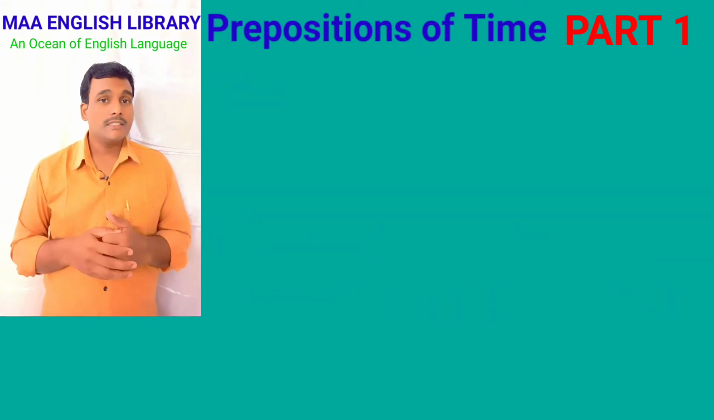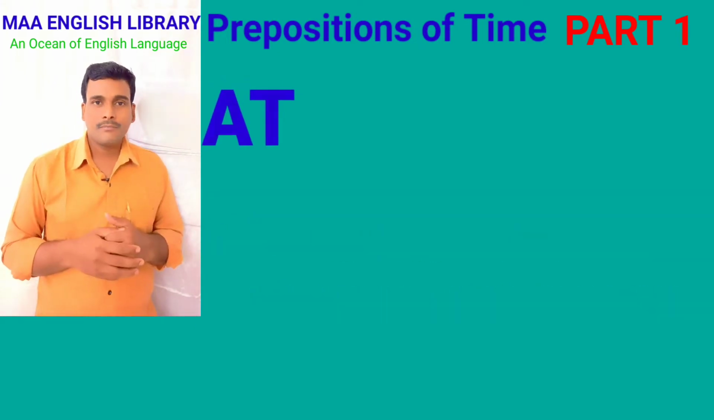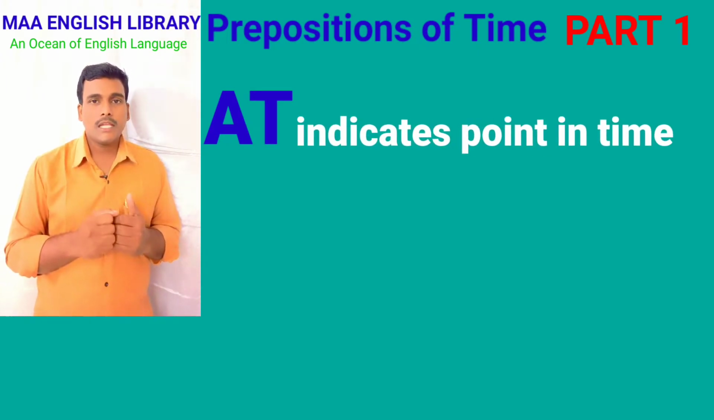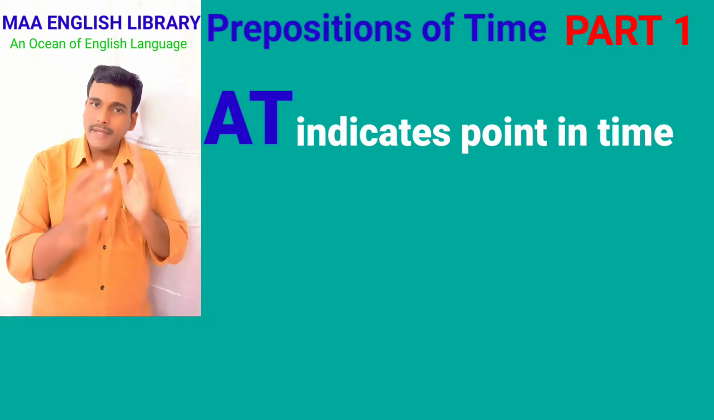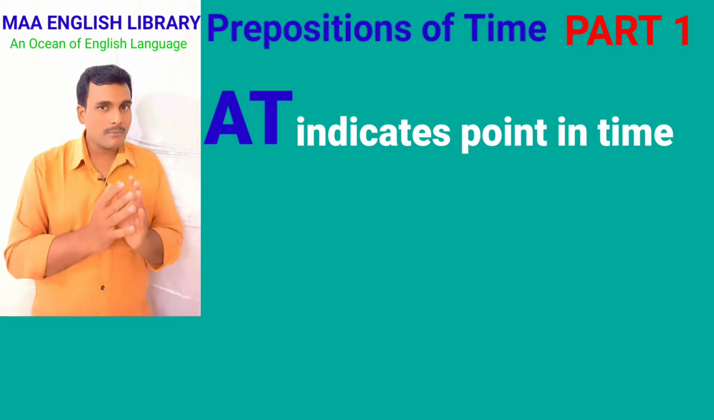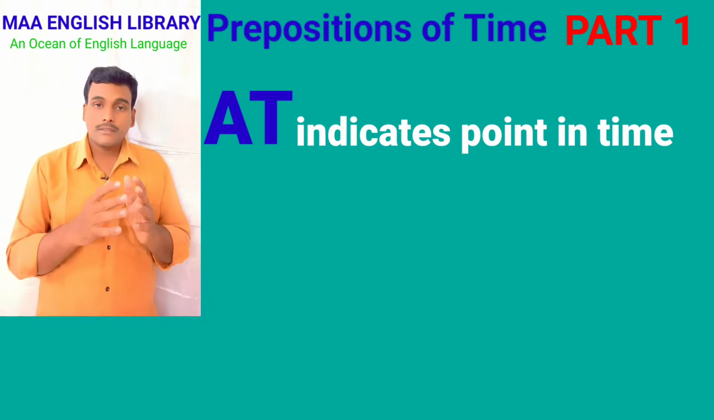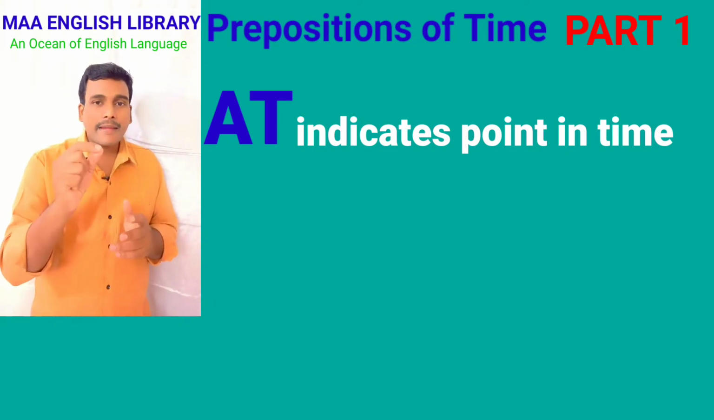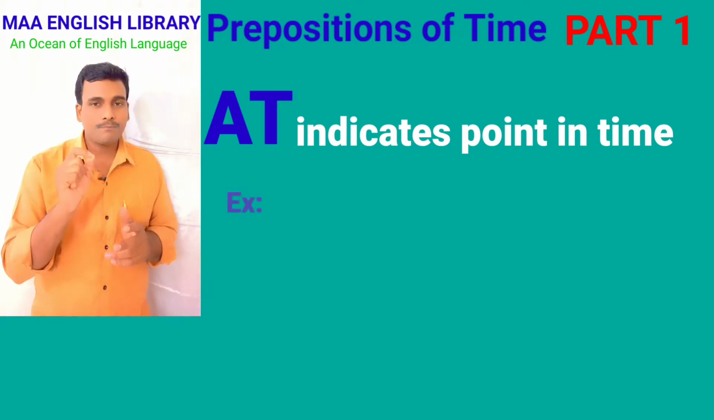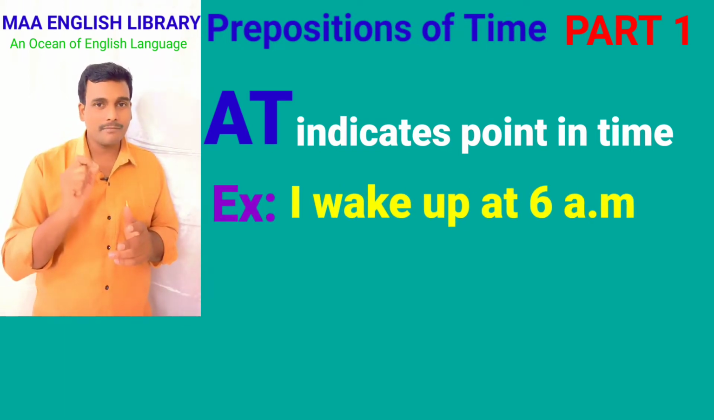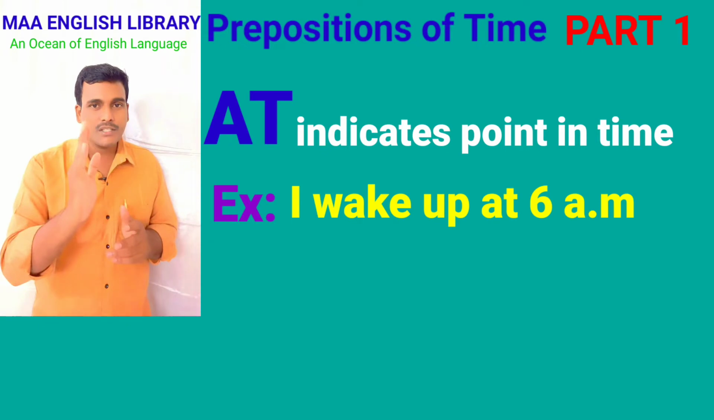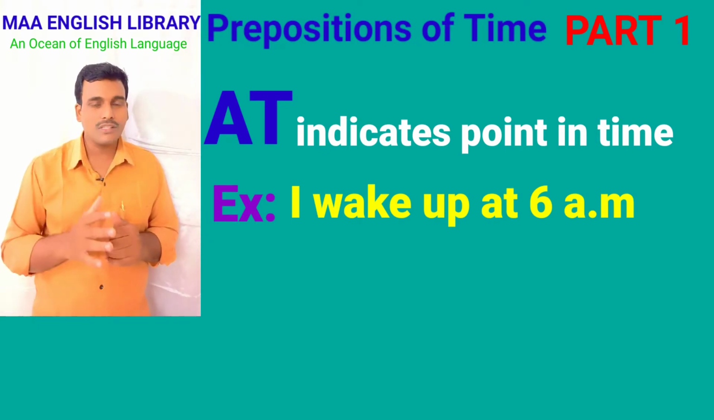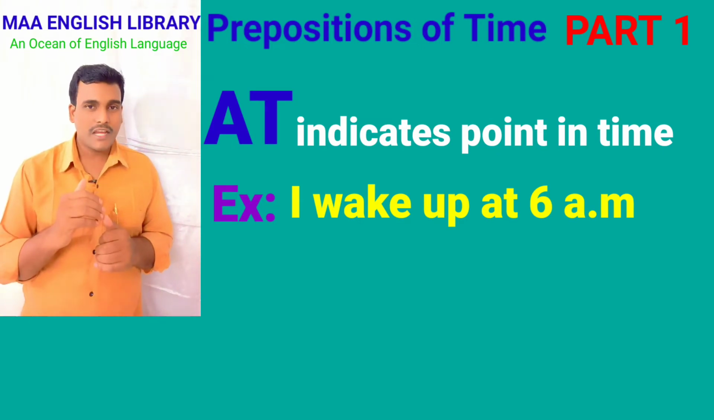Okay, and the next one is at. At indicates a point in time. Okay, in says about a period of time, at says about a point in time. That means at is used before any time which is pointed. I wake up at 6 a.m. Okay, 6 a.m. is a point of time. So we can use at before such timings.